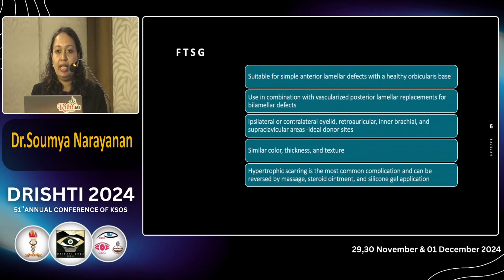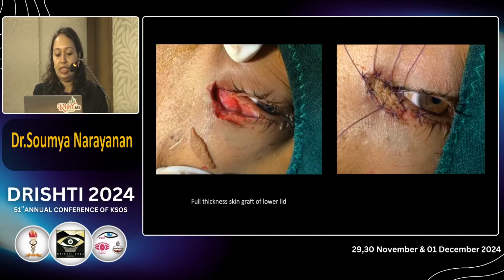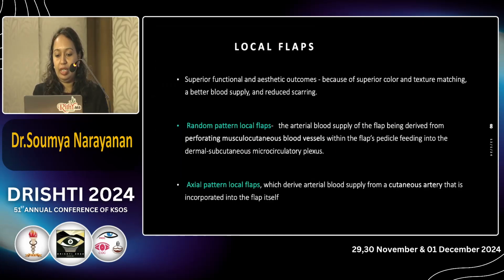So we can take skin from the ipsilateral or contralateral eyelid, as mentioned earlier, or from retroauricular, inner brachial and supraclavicular areas. These are the ideal donors because of the similar color, thickness and texture. Hypertrophic scar is the most common complication and can be reversed by massage, steroid ointment and silicone gel application. So this is a case of full thickness skin graft of the lower lid.